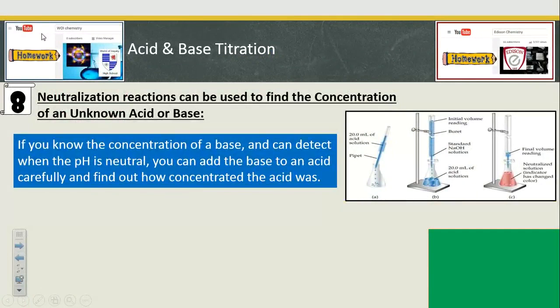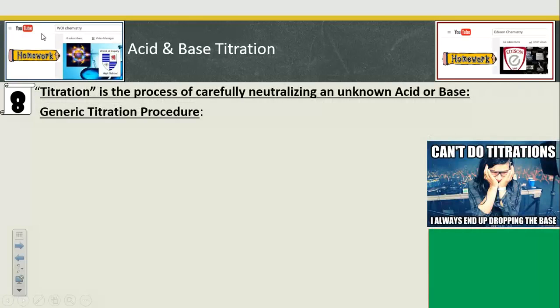Okay, if you know the concentration of a base and you can detect when a pH is neutral, like using an indicator or a pH probe, you can add the base to an acid carefully and find out how concentrated the acid was. You drip it in slowly until it doesn't react anymore. That tells you when the reaction's neutralized, and that tells you the amounts of materials you've used.